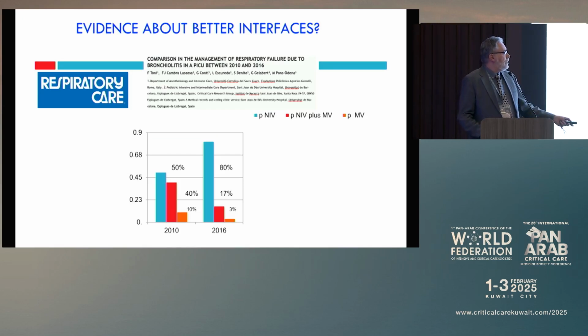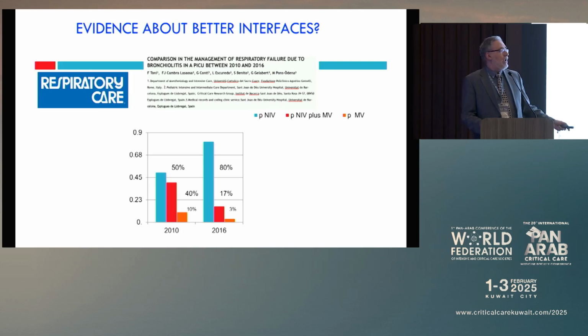This is the period. We were increasing the use of non-invasive ventilation. In the combined use, those who failed on NIV and then received mechanical ventilation came down from 40% to 17%. And what about using just mechanical ventilation from the beginning? We came down from 10% to 3%.